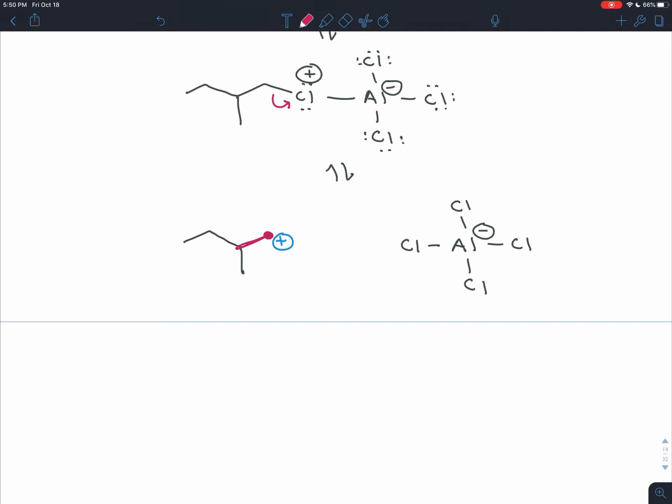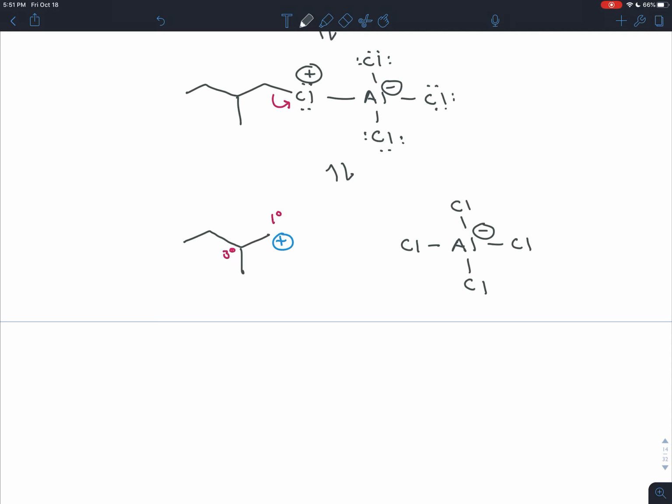This carbon that has the positive charge on it is bonded to one other carbon, so it's primary. It only has one carbon next door, this one right here. That's bonded to 1, 2, 3 other carbons. So that is tertiary. A tertiary carbocation would be more stable than a primary carbocation. So you have what's called a hydride shift.